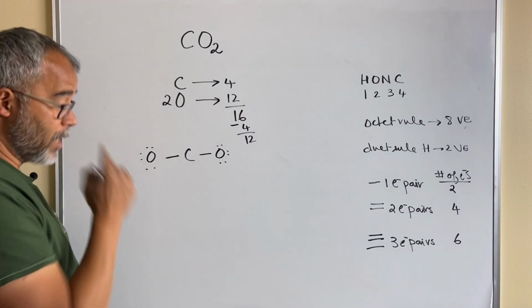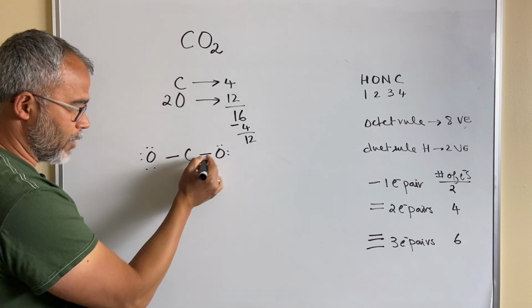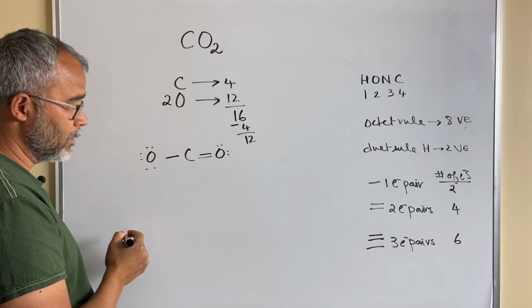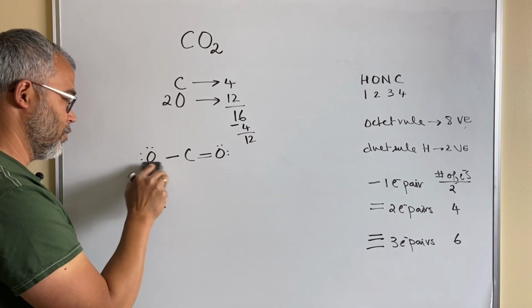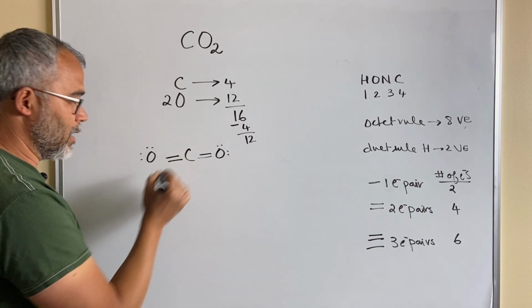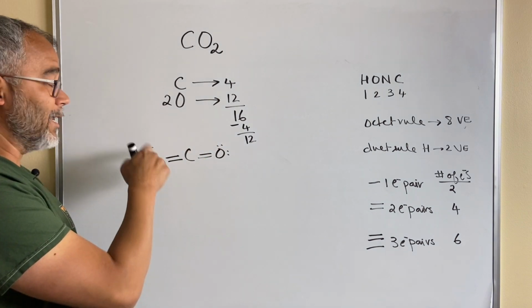So how do we make the carbon happy? We share electrons. If I pull one electron from there and make a double bond, that gives this carbon 6 electrons. I'm going to pull one pair from there and make another double bond. That gives the carbon 8. Notice carefully, the oxygens still have 8 each.